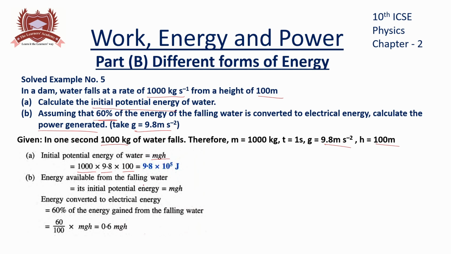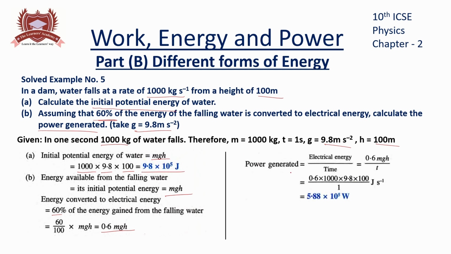Now the energy available from the falling water is its initial potential energy, mgh, and the efficiency is 60%. So 60 upon 100 times mgh, so that would be 0.6 mgh. This is the mgh value we had got. So the power generated would be electrical energy divided by time, so it would be 0.6 mgh upon time. Time here is 1 second. So we have to find the power generated per second. So we put in the values.